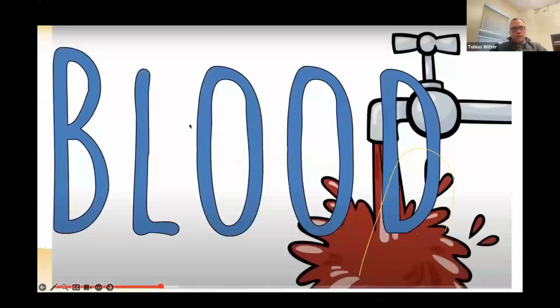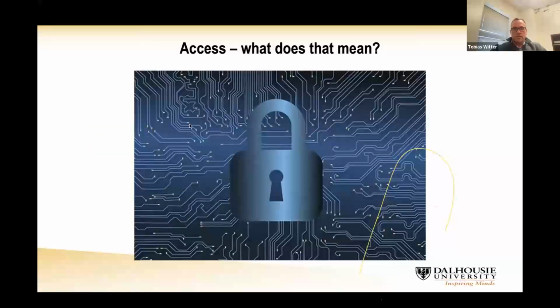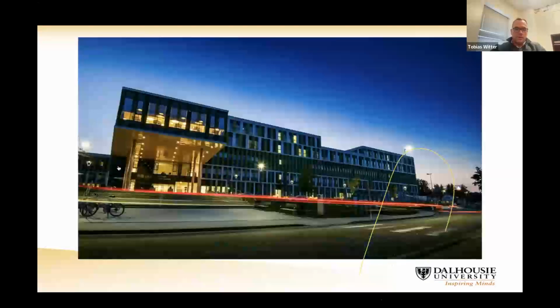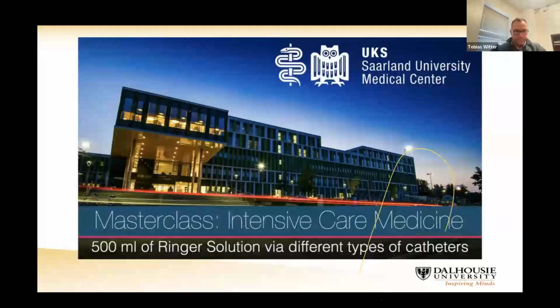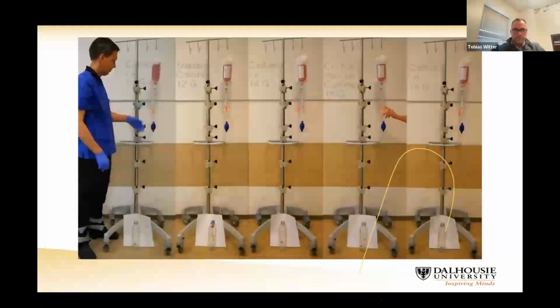So we need to give our patients blood, and sometimes a lot of blood. And to be able to do that, we need to have good access, meaning we need to have decent size IV access. And we'll learn in the next video what that actually means. So we're giving 500 mL of Ringer via different types of catheters.